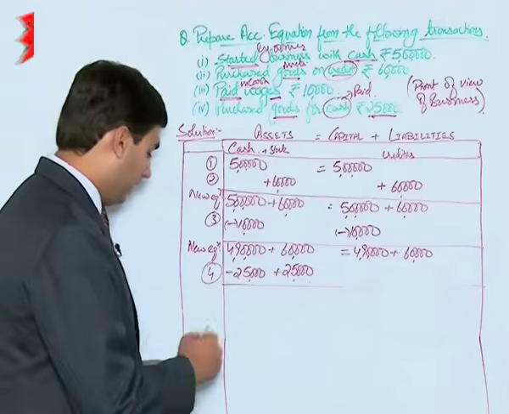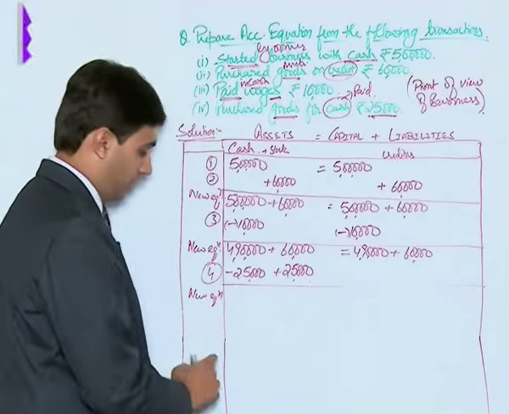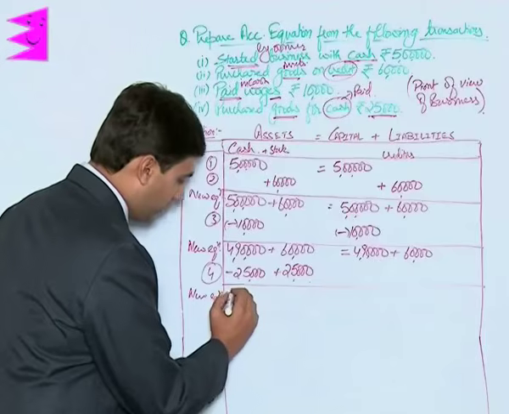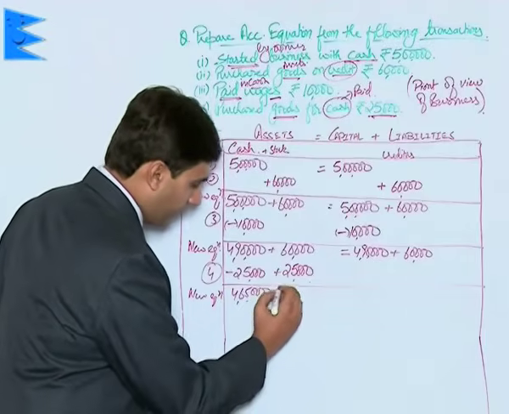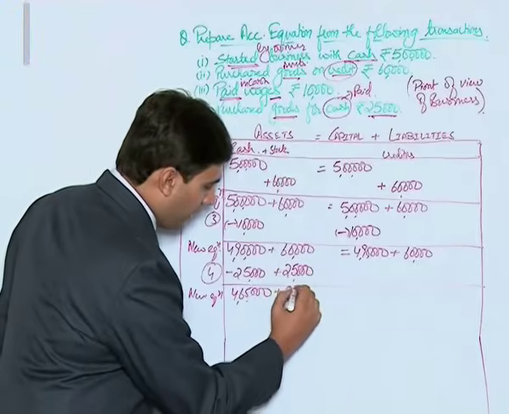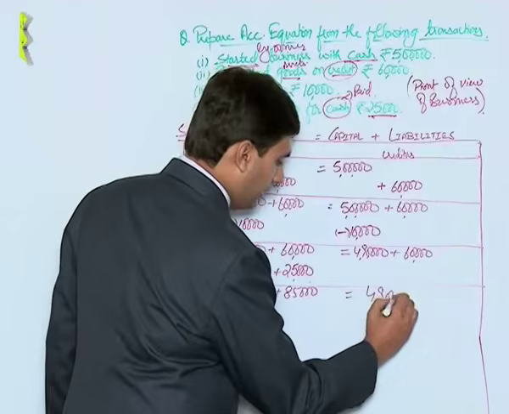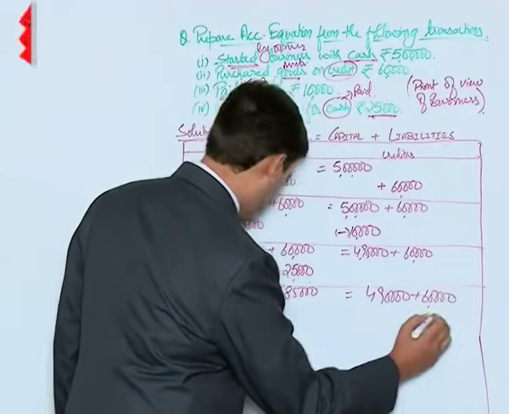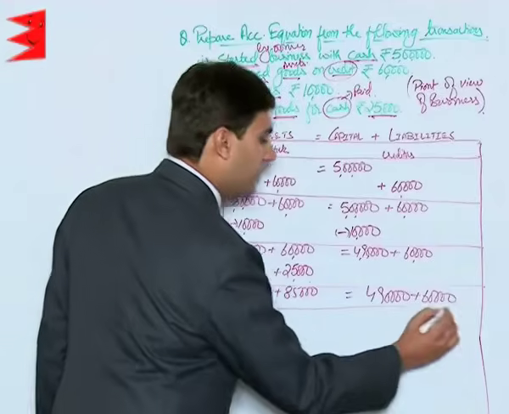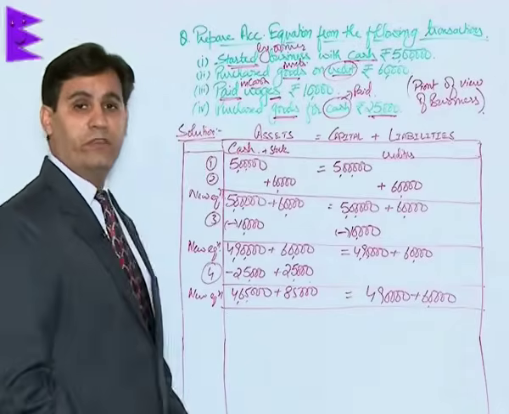Now students, again, let us find new equation and verify whether they are equal or not. Subtracting this amount, this will be 4,65,000. This will be 85,000. This amount will be 4,90,000 and this would be 60,000. And this can be easily verified that the total on both sides is 5,50,000.